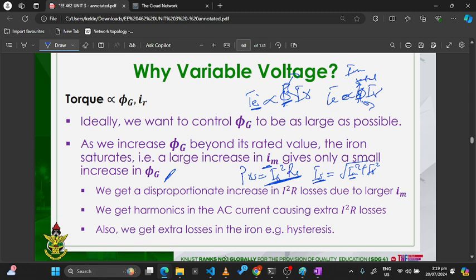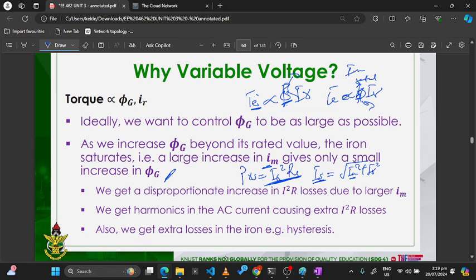So we get a disproportionate increase in Is. So your losses are increasing, meanwhile your torque is not increasing significantly. Okay. So then, and this will also lead to harmonics in the AC current, causing extra losses.